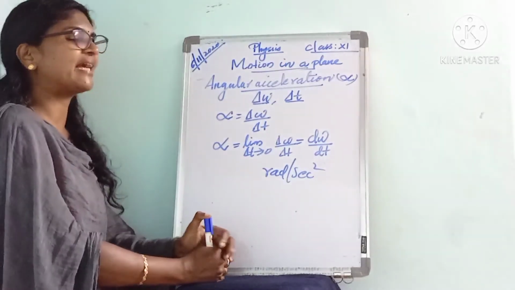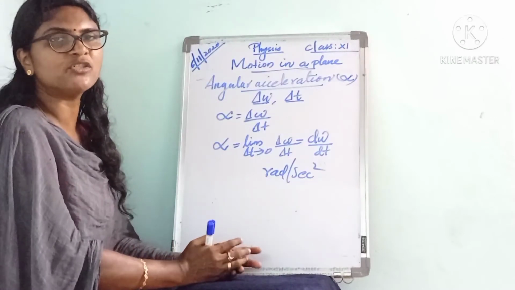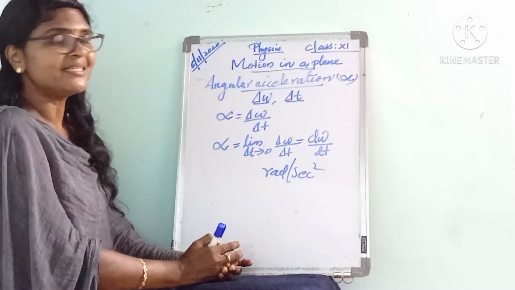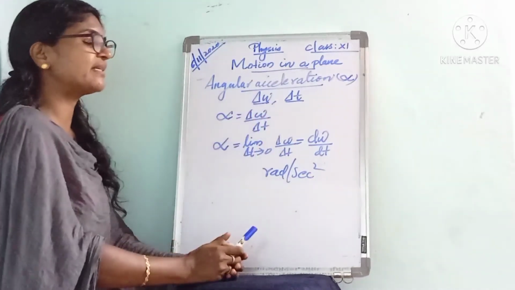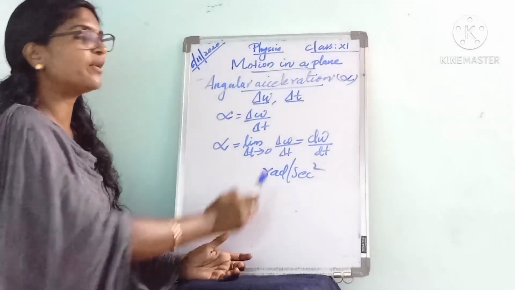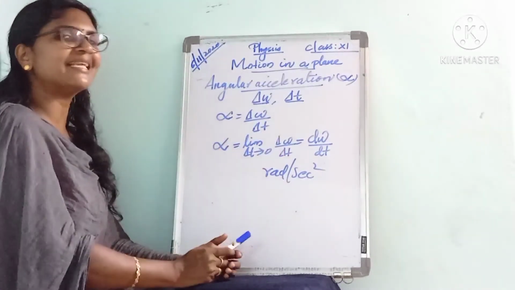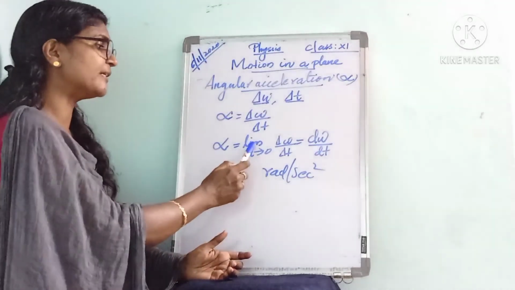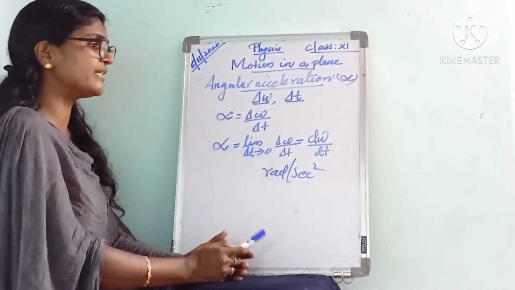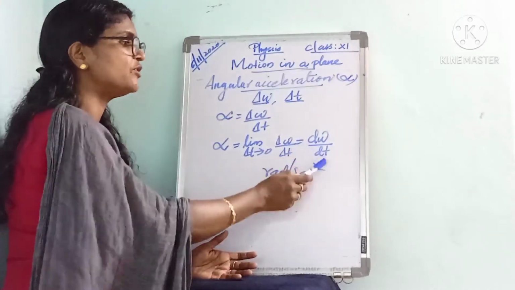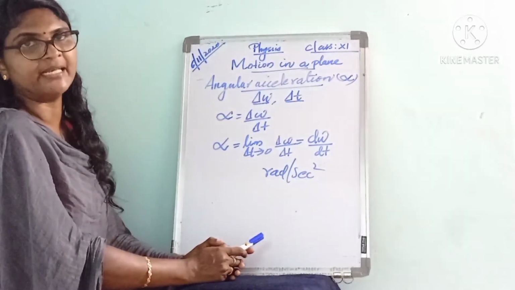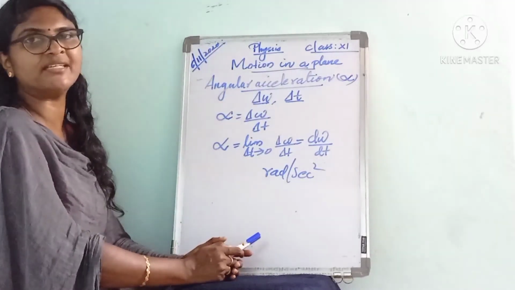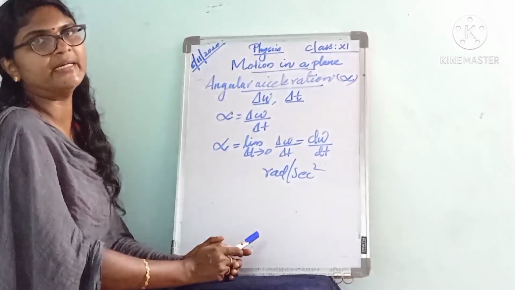Then what is angular acceleration? It is the rate of change of angular velocity with time. Let delta omega represent the change in angular velocity during the time delta t. Then angular acceleration alpha is equal to delta omega by delta t. Applying the limit delta t tends to 0, delta omega by delta t is equal to d omega by dt. So alpha is equal to d omega by dt. The unit of angular acceleration is radian per second square.